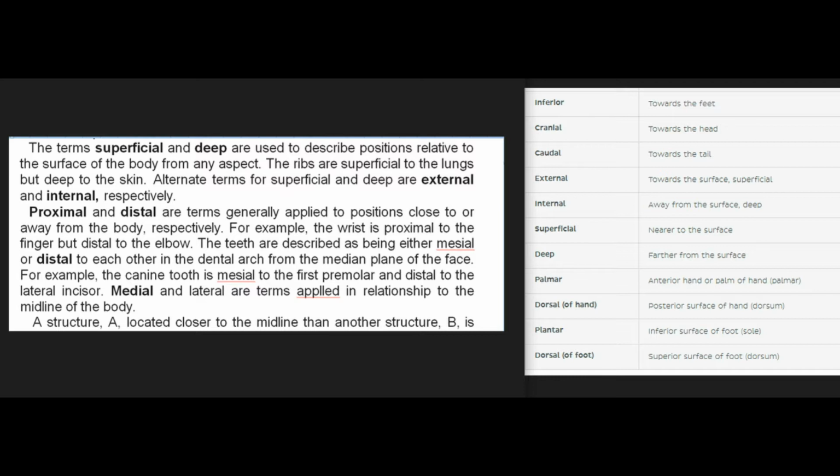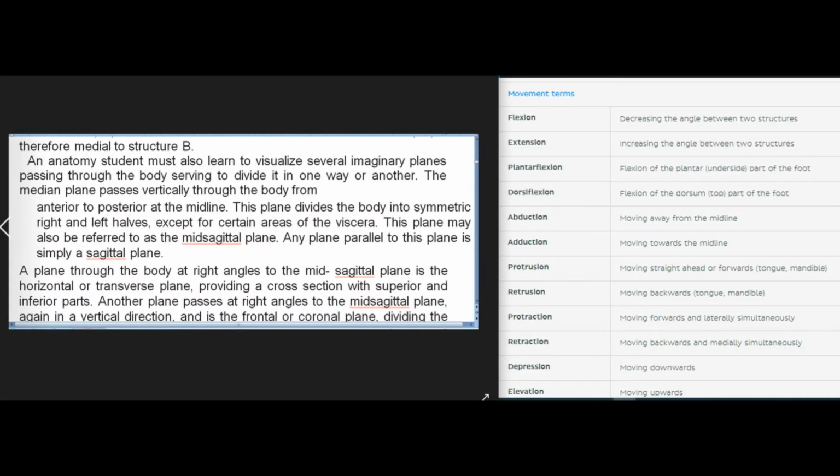A structure, A, located closer to the midline than another structure, B, is therefore medial to structure B. An anatomy student must also learn to visualize several imaginary planes passing through the body serving to divide it in one way or another. The median plane passes vertically through the body from anterior to posterior at the midline. This plane divides the body into symmetric right and left halves, except for certain areas of the viscera.